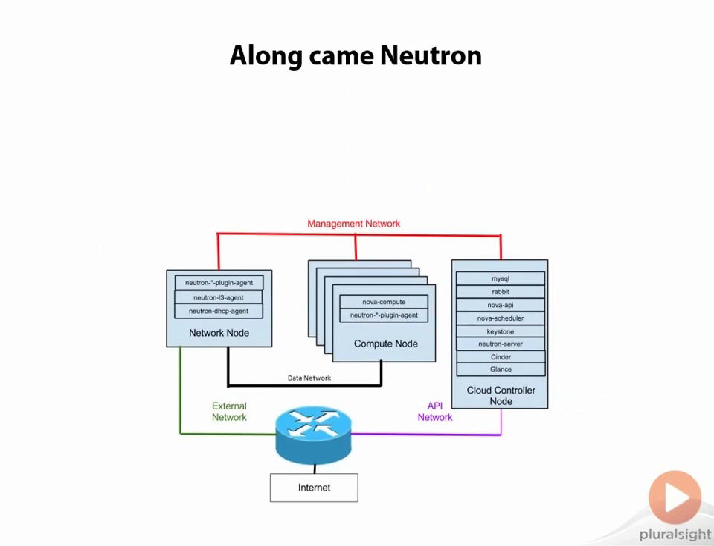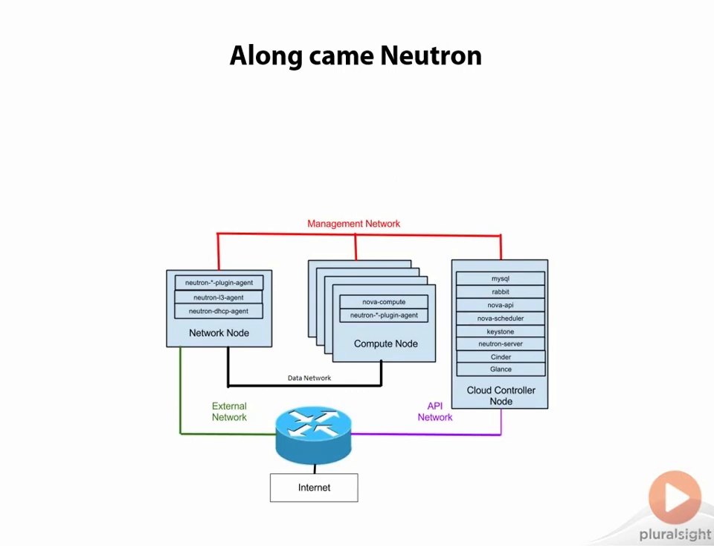Then along came Neutron. Neutron was built to be a completely separated environment. You now have Neutron nodes. So there will be a Neutron networking node deployed within our modular framework. As you can see on the far left-hand side, there are 3 agents that run. There's the plugin agent, and that's the specific plugin based on the provider hardware or software even. A layer 3 agent, and then a DHCP agent in order to deploy IP DHCP services into that area.